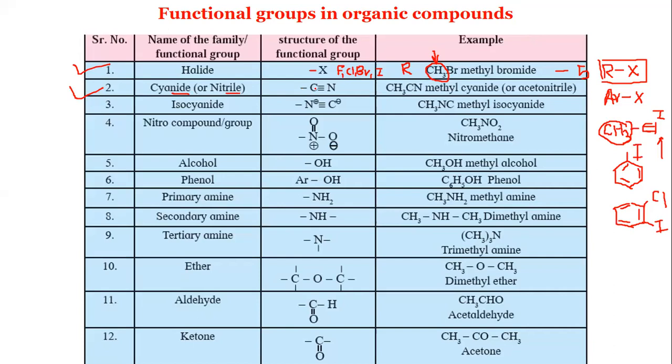and it is denoted with dash CN, C triple bond N. The first member is shown in the example: methyl cyanide, or it is also called acetonitrile. So can anyone tell me the second example? After methyl, which group comes?